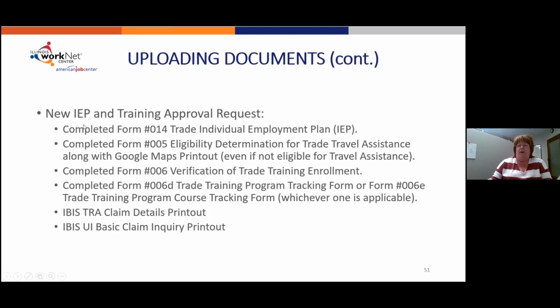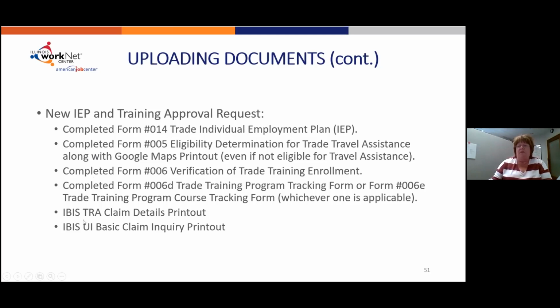So when you're uploading documents for a new IEP and training approval request, this is the list of documents that you must include as a part of that approval process and must be uploaded. You can upload all of these as one complete document, everything all in one document. Just label it like individual employment plan, or you can individually upload each of these and select exactly what the form is. There is a list of the forms. All of these forms are there. You should be able to select whatever it is: the trade individual employment plan, the transportation, the training enrollment form.